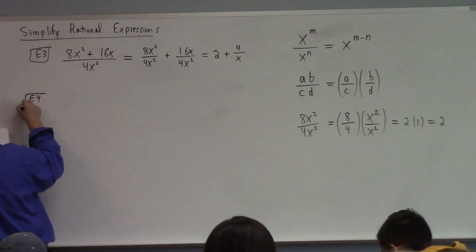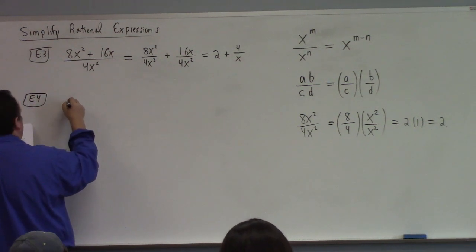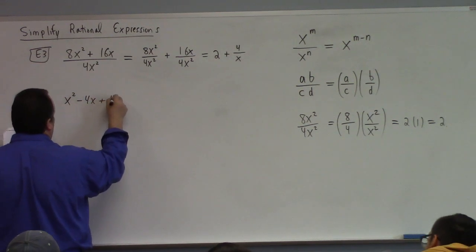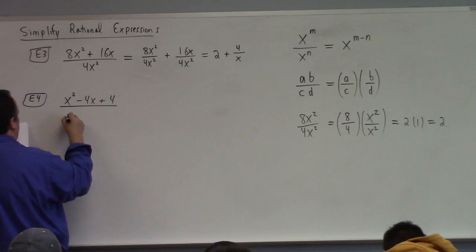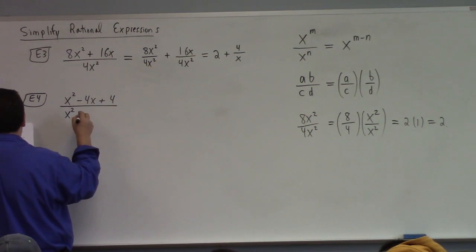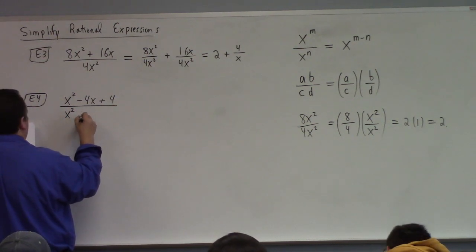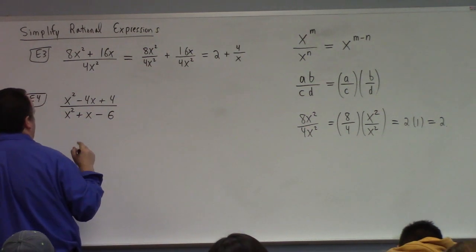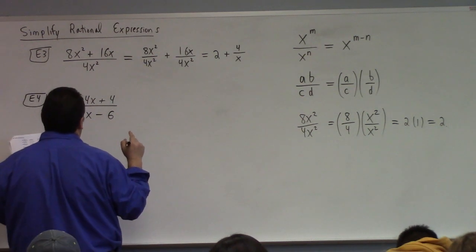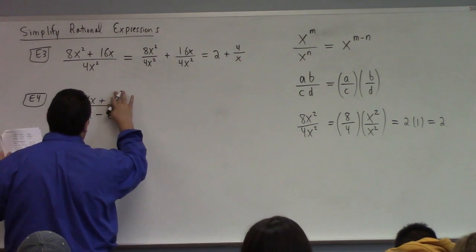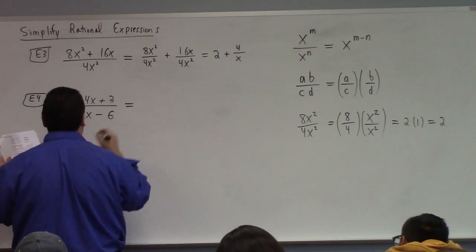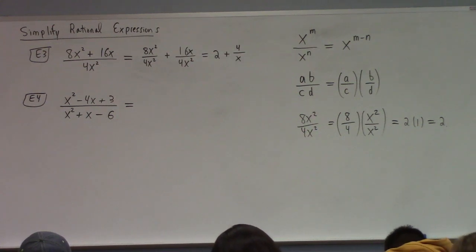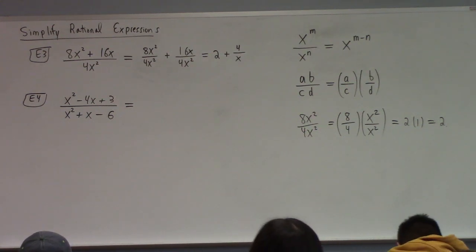Example 4, we might be up against something like x squared minus 4x plus 4 divided by x squared plus x minus 6. Actually, I don't like that. Just a second, let me fix it. Let me make that a 3 upstairs, make it more interesting. And we're supposed to try to reduce that if we can. All right? I'm not sure if we can or can't.